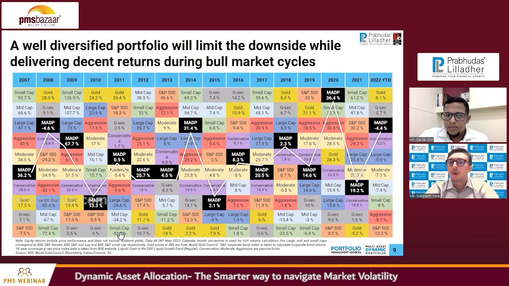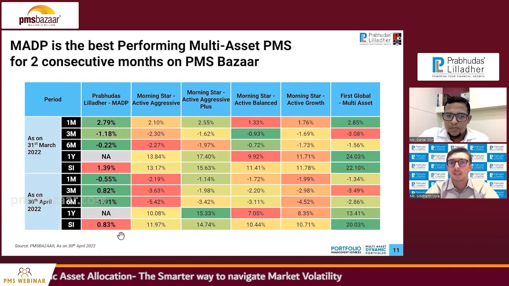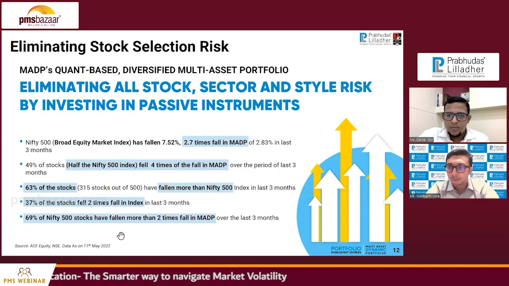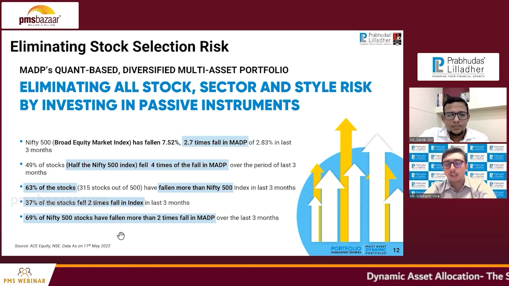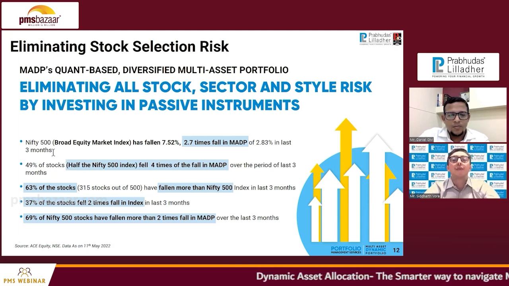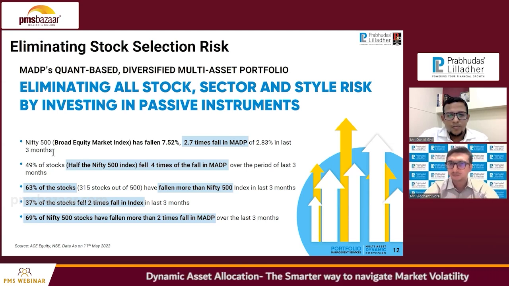Just to illustrate the point of eliminating risks, that is an extremely important part of managing volatility at the portfolio level. What we've done here is identify the different sources of risk that could be built into a portfolio, for example stock, sector selection, and style selection risk. Firstly, these are eliminated by going into passive instruments. If we look at the data for the last 3 months, the Nifty 500, which is the broad equity index of India, has fallen 7.5%.